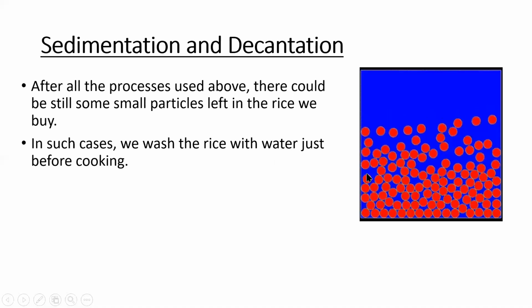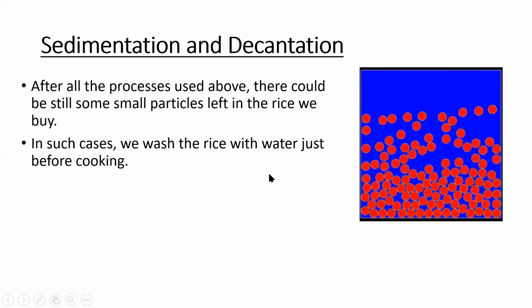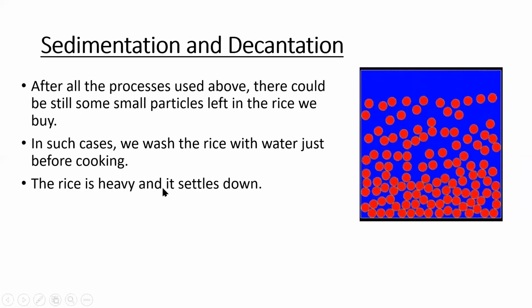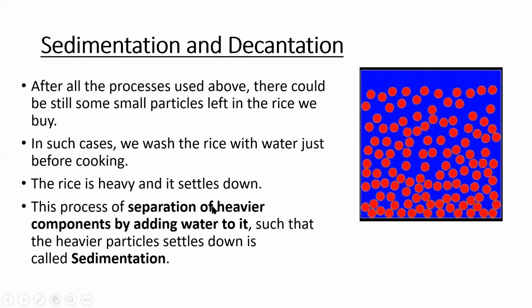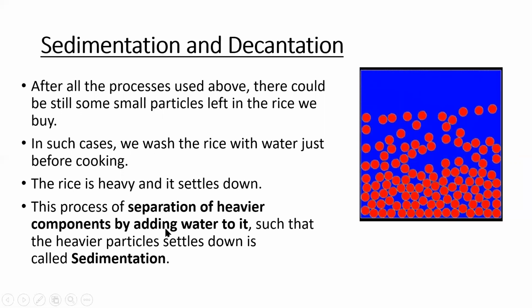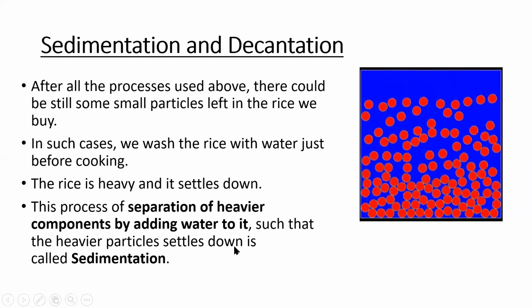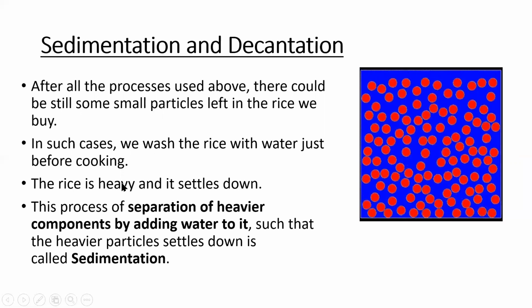Okay. Now see here on the right hand side. When we mix water to the rice, then the rice is heavy and it settles down. Okay. And this process of separation of heavier components by adding water to it such that the heavier particles settle down, this process is called sedimentation.